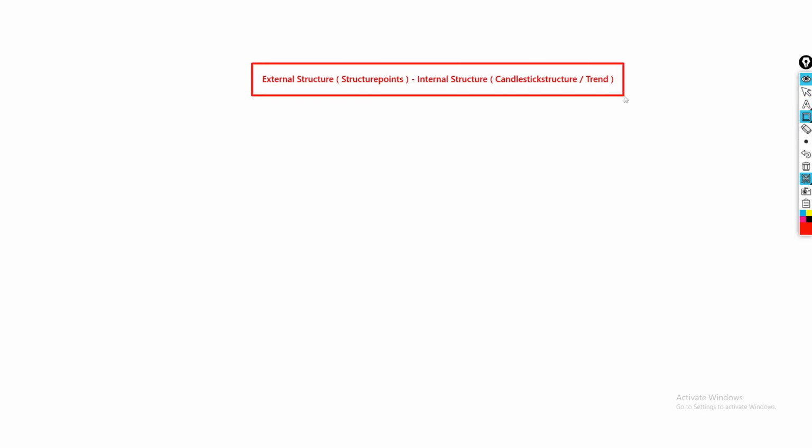Now you need to understand that the external structure and internal structure happen in the same time frame, right? It's not like your external structure is the higher time frame and the internal is the lower time frame.